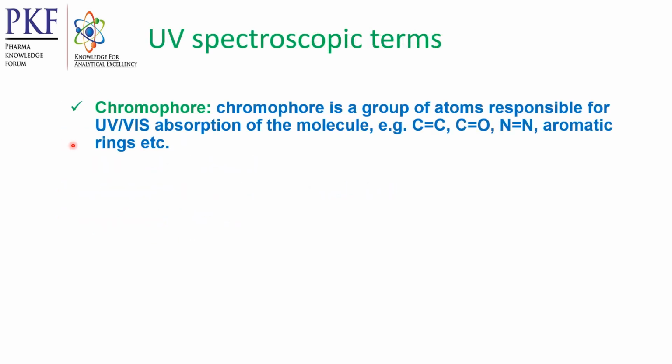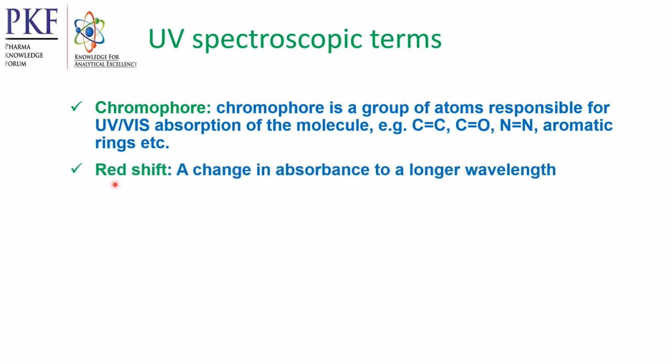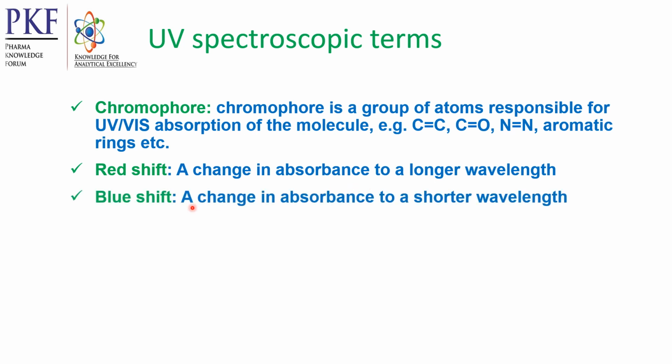UV spectroscopic terms: chromophore. A chromophore is a group of atoms responsible for the UV visible absorption of the molecule. For example, carbon-carbon double bond, carbon-oxygen double bond, nitrogen-nitrogen double bond, aromatic ring, etc. Red shift: a change in absorbance to a longer wavelength is called red shift. Blue shift: a change in absorbance to a shorter wavelength is called blue shift.